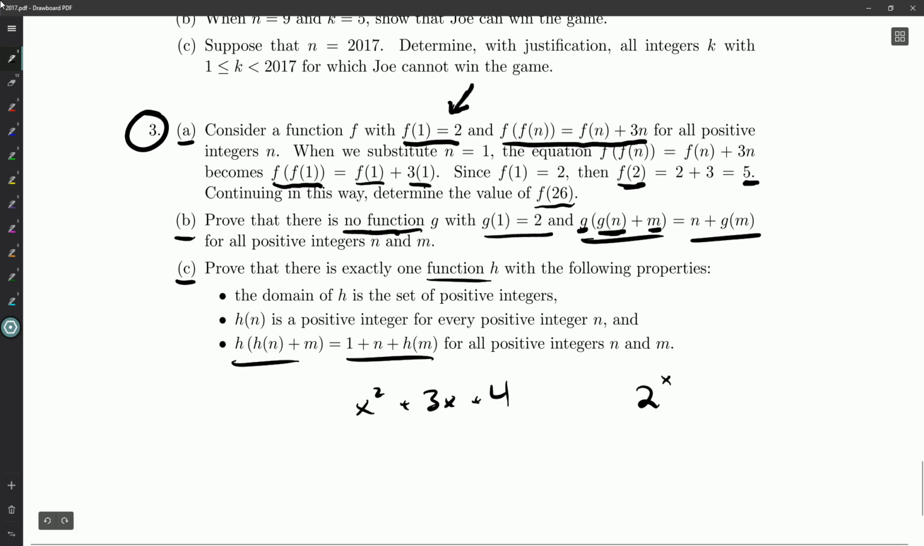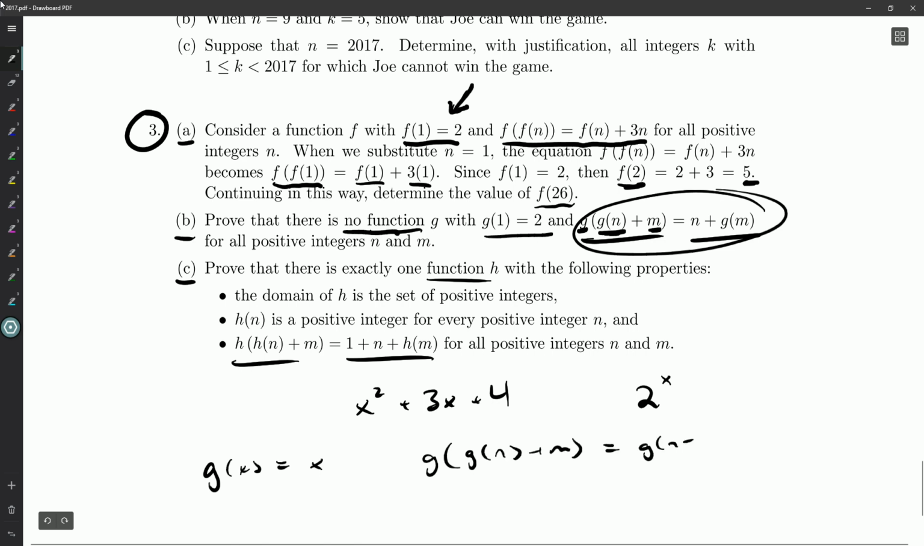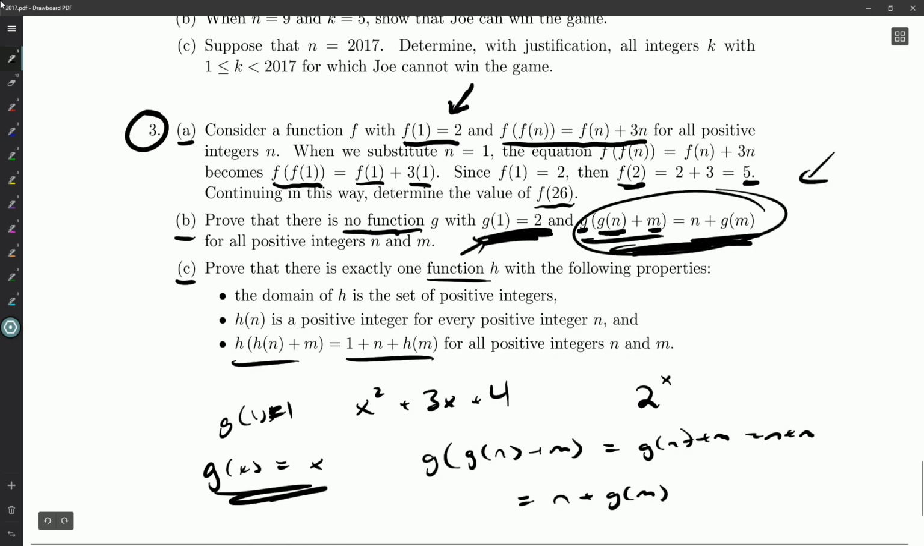Because if we think about it for a moment, there is a function that has this property. If we just let g of x be x, then g of n plus m is just n plus m, but that's the same as n plus g of m, because g does nothing if it's this function. So there are functions that satisfy this property, but they apparently don't also satisfy this other property, that g of 1 is equal to 1. So somehow this property and this property are incompatible.